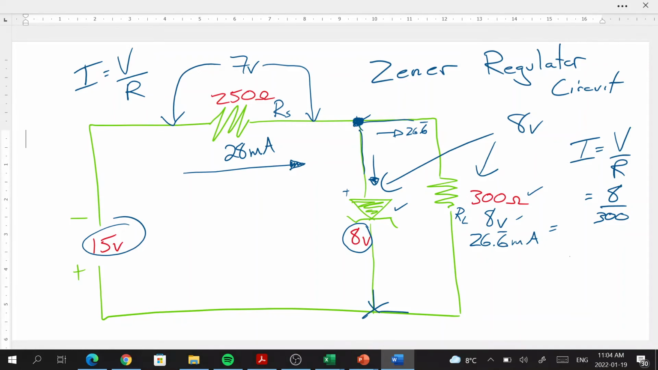So 28 minus 26.66 gives us 1.3 repeating milliamps going through our Zener diode. And that's how you go about solving that particular question.